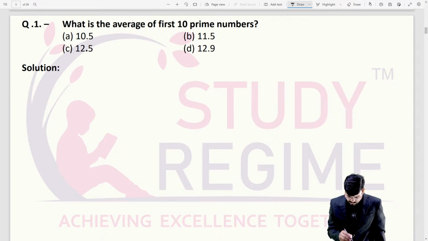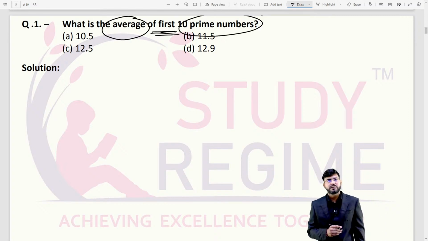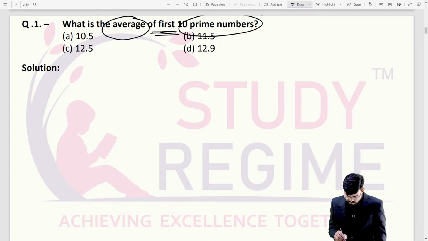The first question here is, what is the average of the first, very important, mark the term first, 10 prime numbers. So here you should know two things: what prime numbers are, and what you understand by the average, which we have already discussed. First of all, I will tell you what prime numbers are.